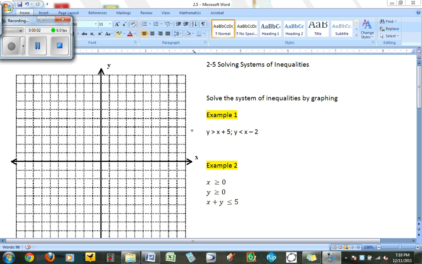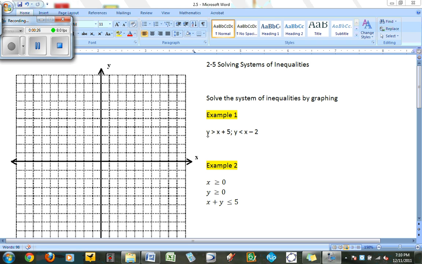Section 2.5 is about solving systems of inequalities. And solving systems of inequalities isn't all that different than solving systems of equalities with the equal sign, except we're going to have more points that make both solutions true. All right. So what we have to do is graph. We're going to solve these inequalities by graphing.